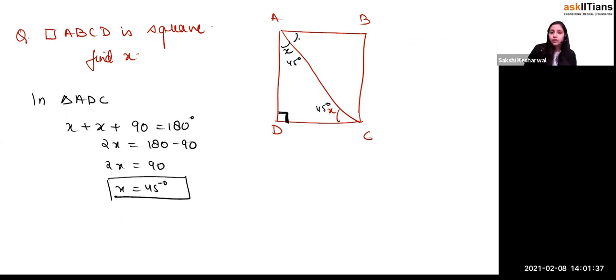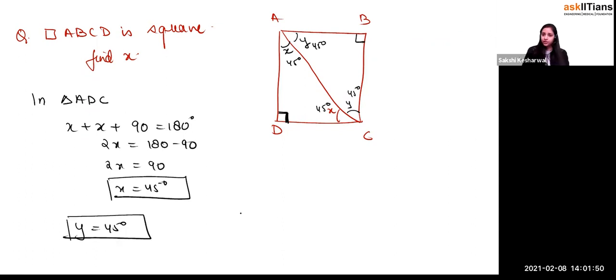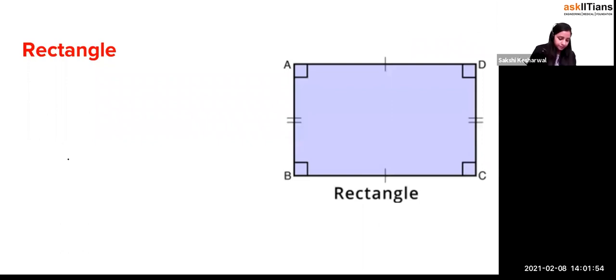So similarly, can you find y and y? Yes. So y will also be equal to what? 45 degrees. Yes or no? Because this is 90 degrees, this will be again what? 45 degrees. So this is equal to 45 degrees, and this is equal to 90 degrees.